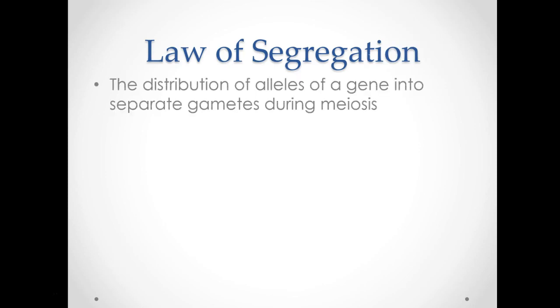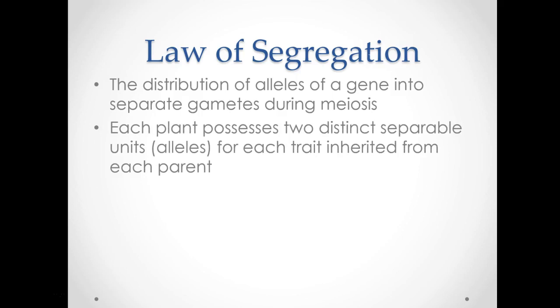So after he created his true breeds and all of his crossbreeds, Mendel came up with the first of our rules of inheritance. And our first rule of inheritance is called the law of segregation. What the law of segregation says is that alleles are distributed into separate gametes during meiosis. And again, we know this because we've been through the process of meiosis. We know that you get one chromosome from mom and one chromosome from dad.